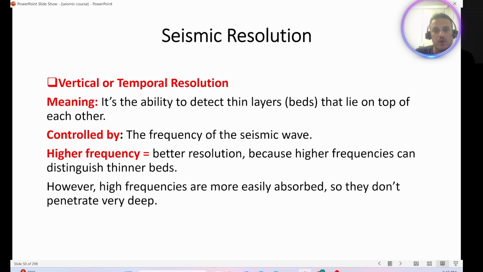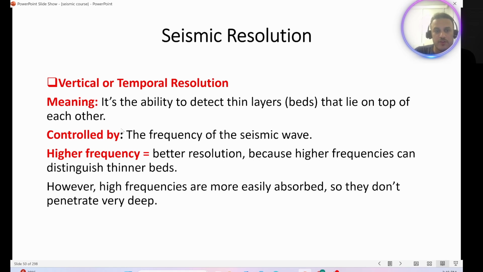In today's lecture we talk about seismic resolution. We have two types of seismic resolution. One is called vertical, or also called the temporal resolution. The vertical resolution is used to detect thin layers, beds that lie on top of each other. If you have one thick layer and another thick layer, and between these two thick layers you have very thin layers, we can use the vertical resolution to detect this thin layer.